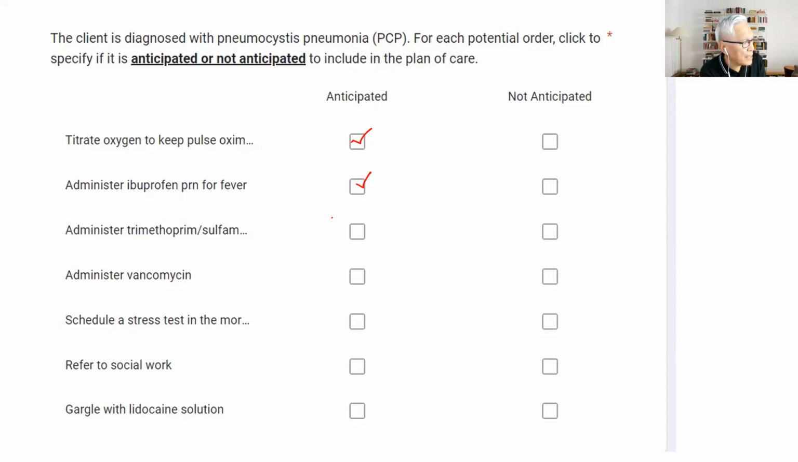And then TMP-SMX, or trimethoprim-sulfamethoxazole, is specific for PCP. So this is good. Not vancomycin. Vancomycin is not the drug of choice for PCP. And then, of course, schedule a stress test. No, he's very sick. Refer to social work. Obviously, this is going to be good because he lost his job, you remember? And gargle with lidocaine solution. There was no indication that he had any oral problems, so that would not be anticipated.